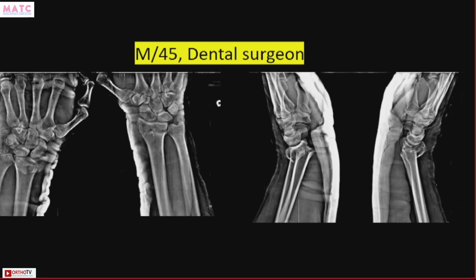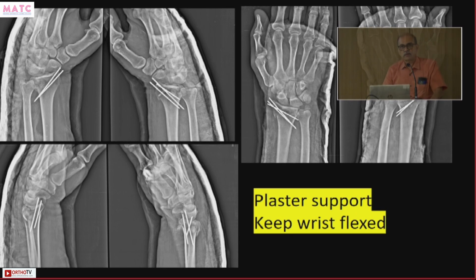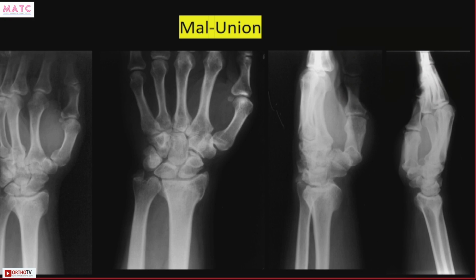Now, this patient had a very badly comminuted fracture on one side and a not so bad comminution on the other side, and he was not very keen on having any open procedure. So I treated him with a closed reduction and K wiring. As you can see, I have given him a plaster support to keep the wrist flexed. In spite of that, he developed a malunion, and you can see this is not an anatomical reduction or anatomical healing, but he has a malunion.